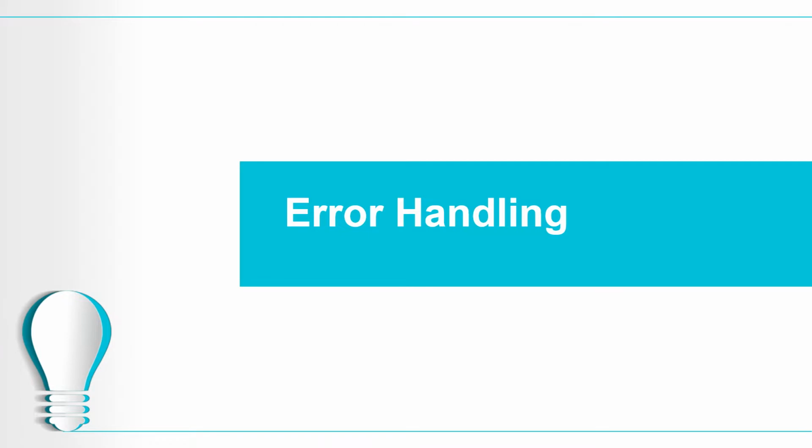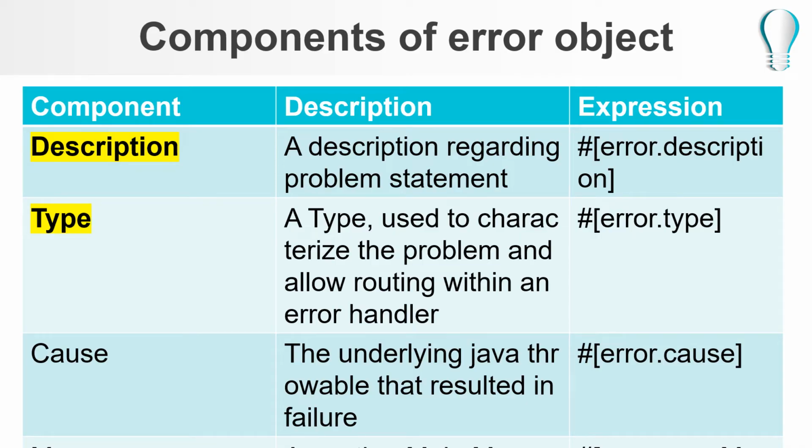Welcome back. In this lecture, we are going to discuss error handling. When any connector or activity generates an error, one error object is created. Here are the components of the error object. Any error object consists of description, type, cause, message, and child errors.